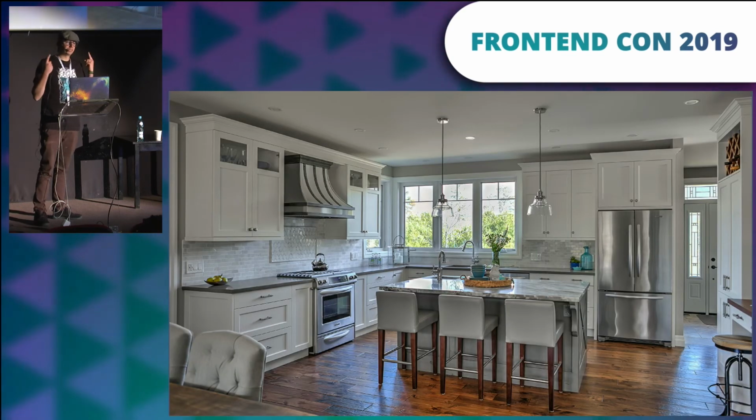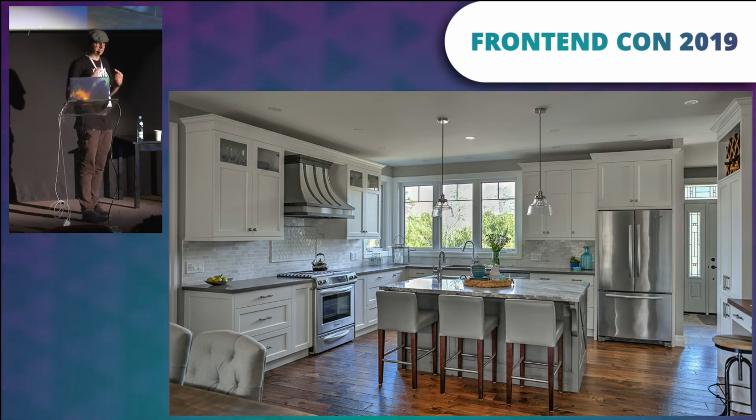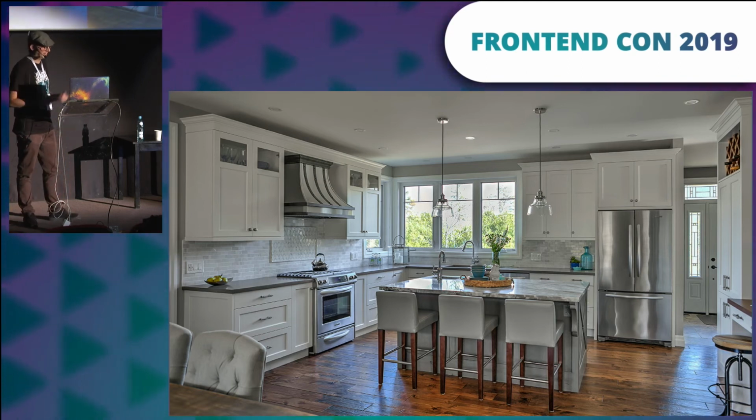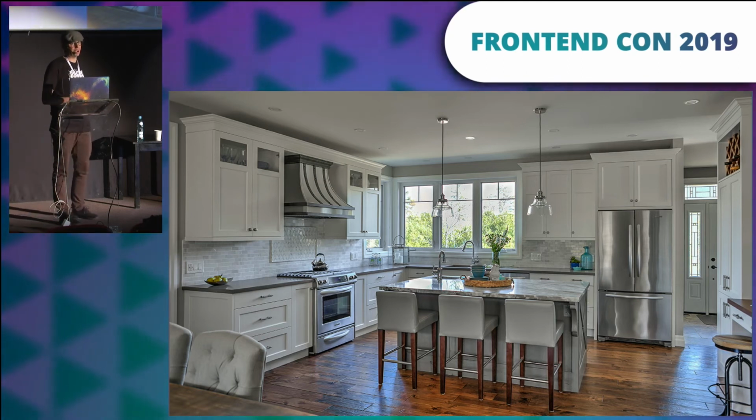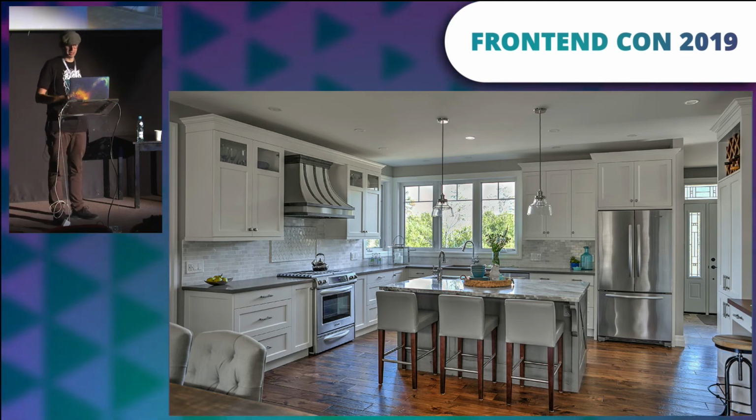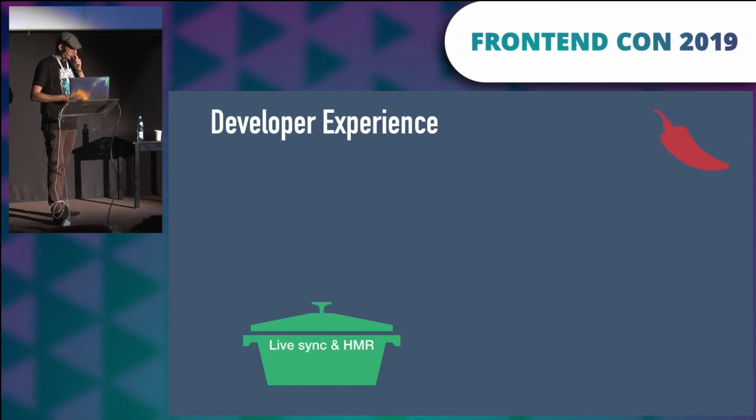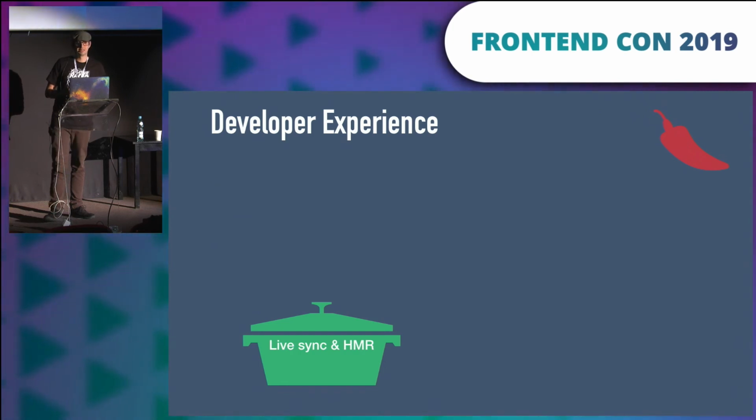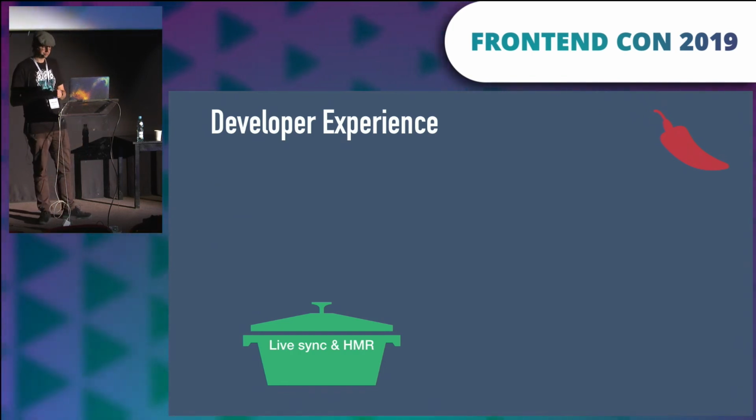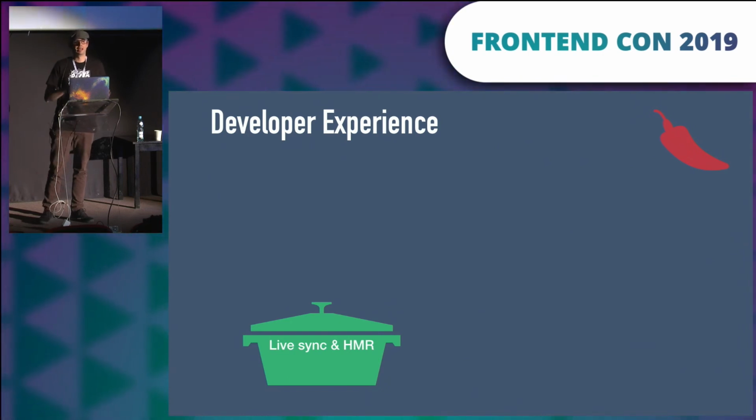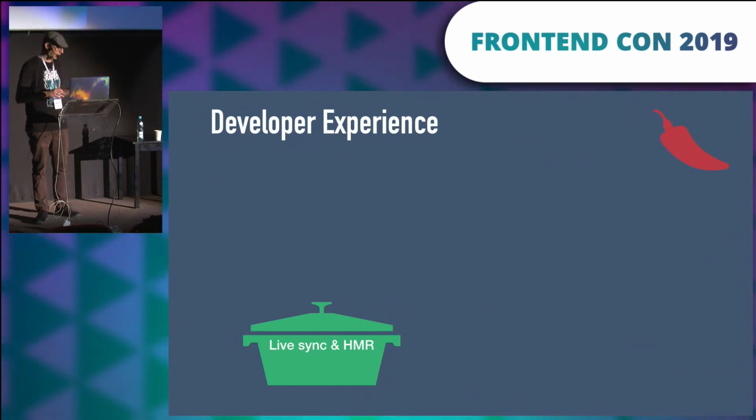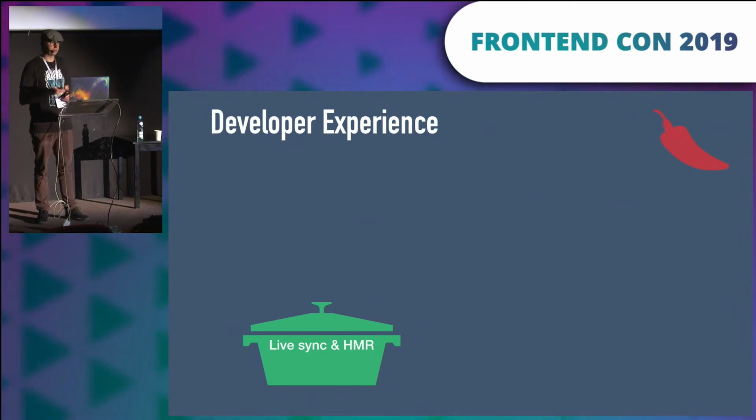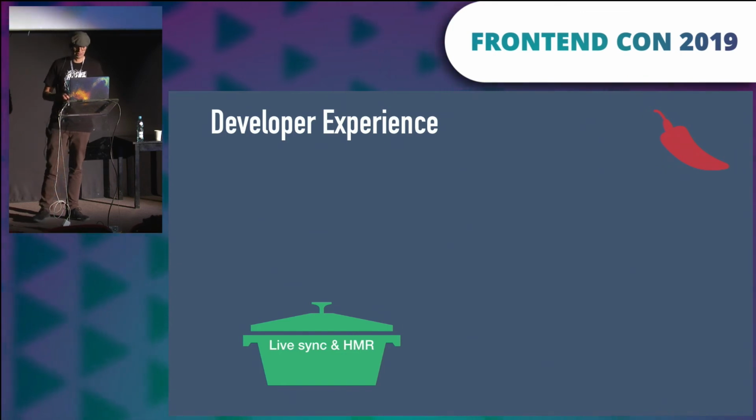But cooking is not just about having the best ingredients. You also need a good kitchen, a good set of appliances. So what are our appliances with NativeScript-Vue? So firstly, we have live sync and hot module reload. This means that you can install your app on a mobile device or on the simulator, and you change your code, and those changes are immediately reflected on your app. It's kind of magical even.